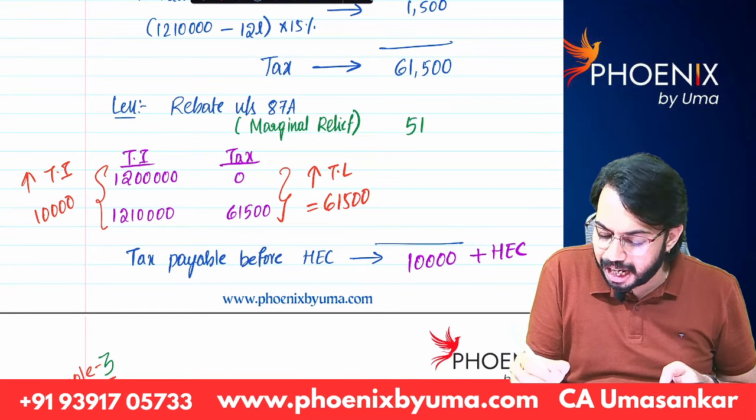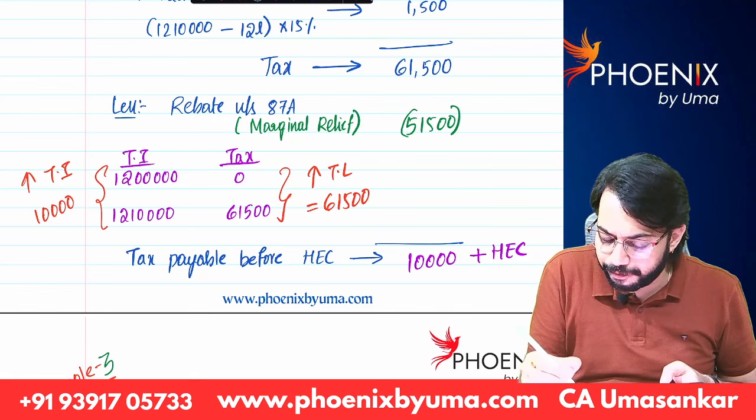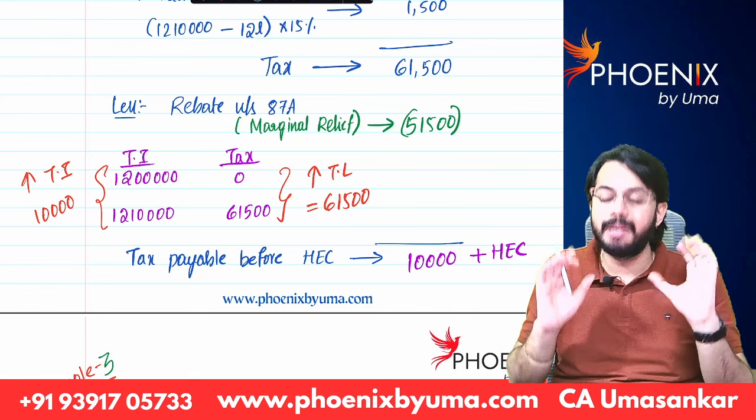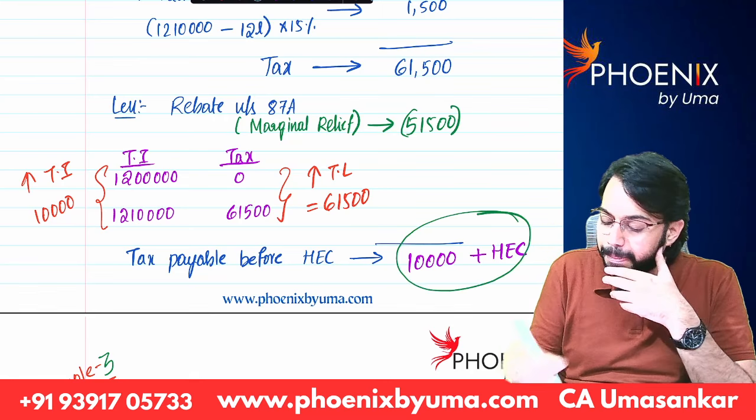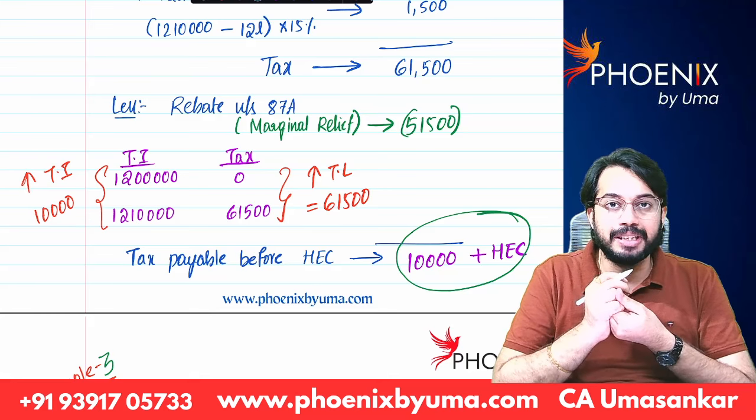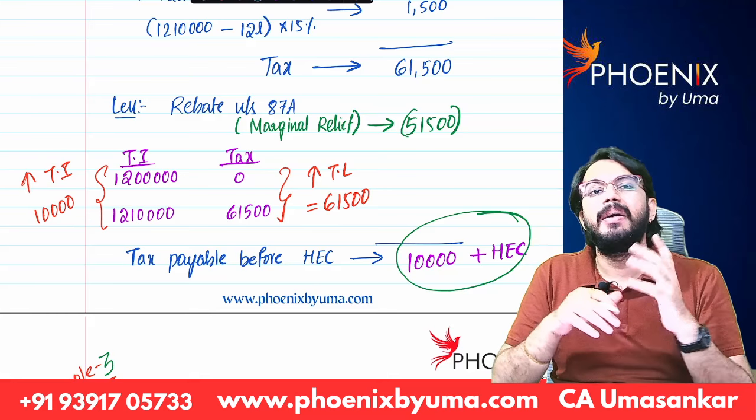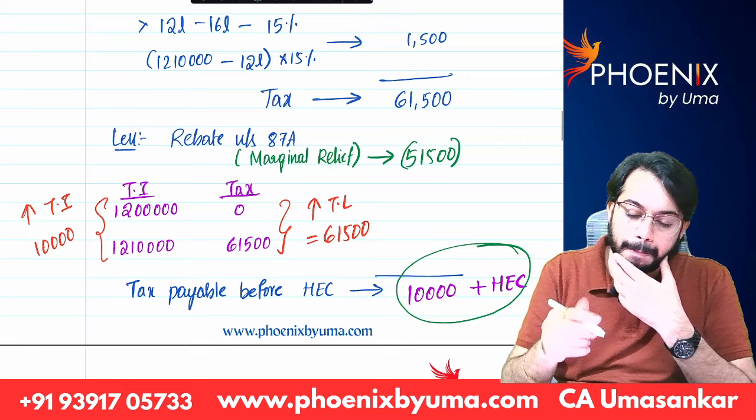51,500. That is allowed as marginal relief. Are you able to understand? In this case, you are required to pay 10,000 plus HEC at the rate of 4%. Balance amount will be allowed as marginal relief.